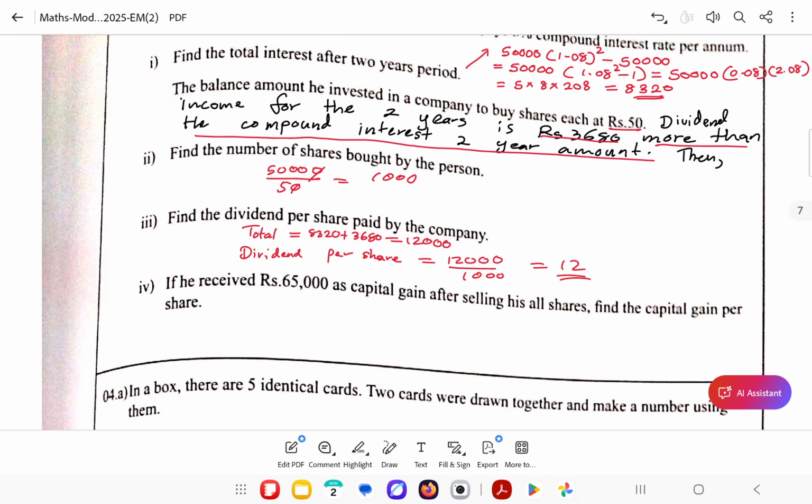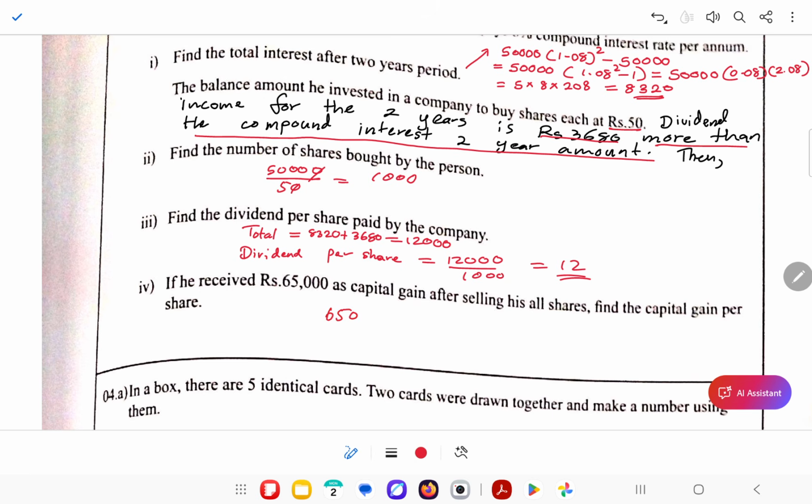Right. Then last part, if he receives 65,000 as capital gain after selling all his shares, find the capital gain per share. So 65,000 divided by 1,000. 65.